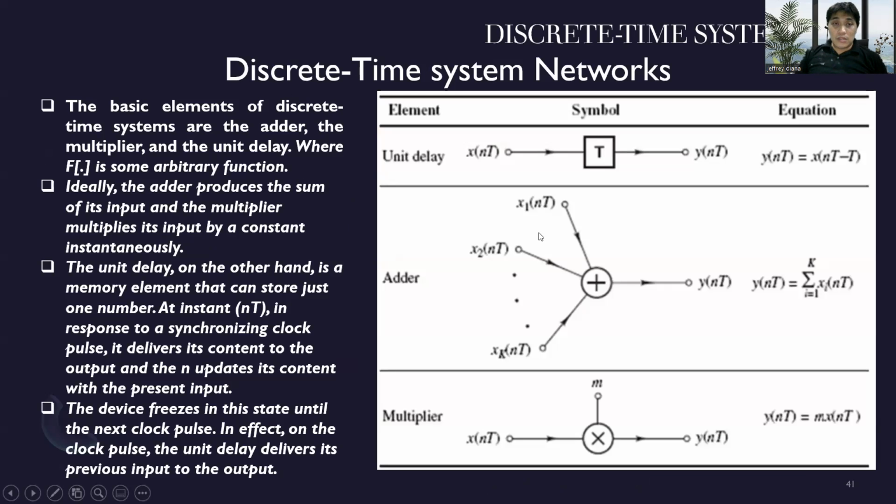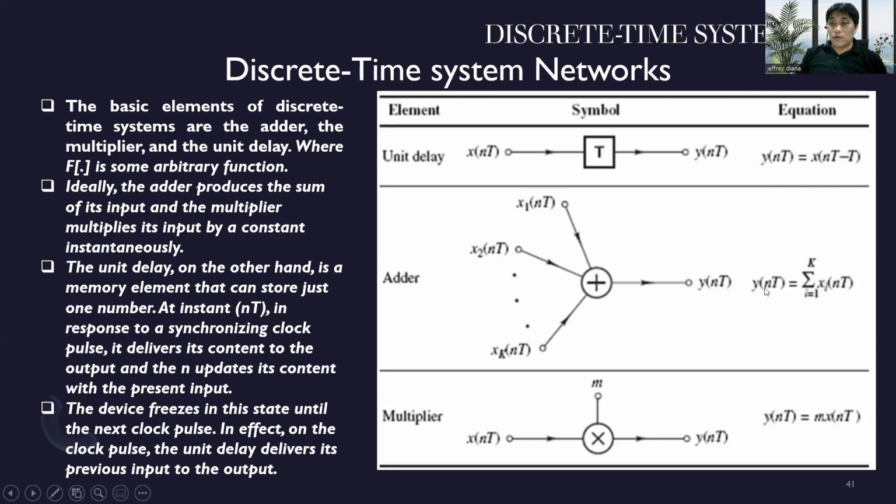So here in this diagram, we will discuss the discrete-time system network. There are elements, the symbols, and the equations. For example, the unit delay, the adder, and the multiplier, with the symbol and equation for the unit delay. For the adder, this is the symbol and this is the equation.